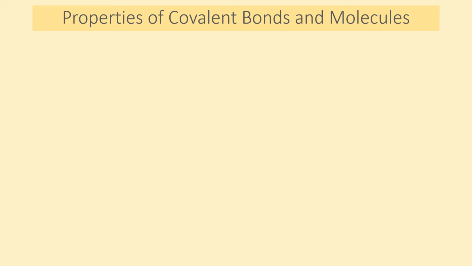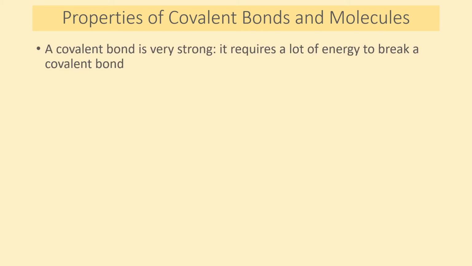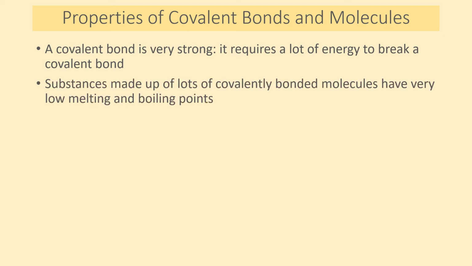We're now going to have a look at properties of covalent bonds and molecules. So a covalent bond is very, very strong. It takes a lot of energy to break it. It takes very high amounts of energy to break those bonds to form a different compound. Now, substances can be made up of lots of covalently bonded molecules, all interacting together with those intermolecular forces.